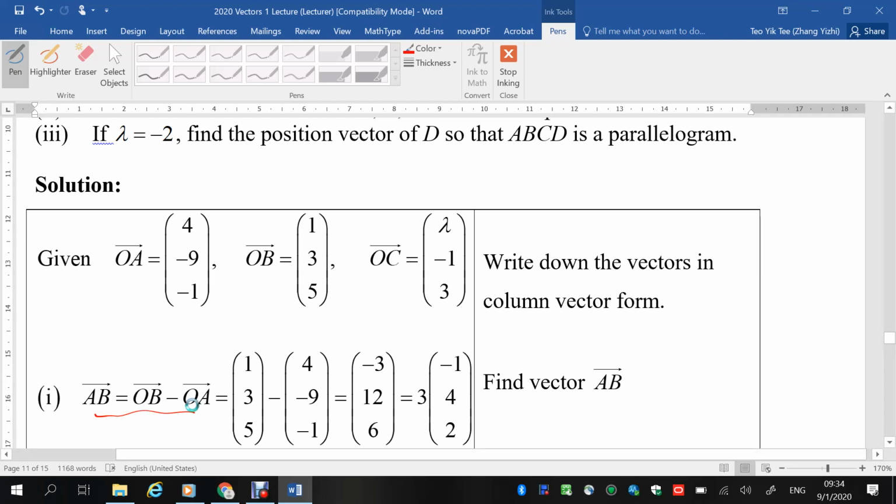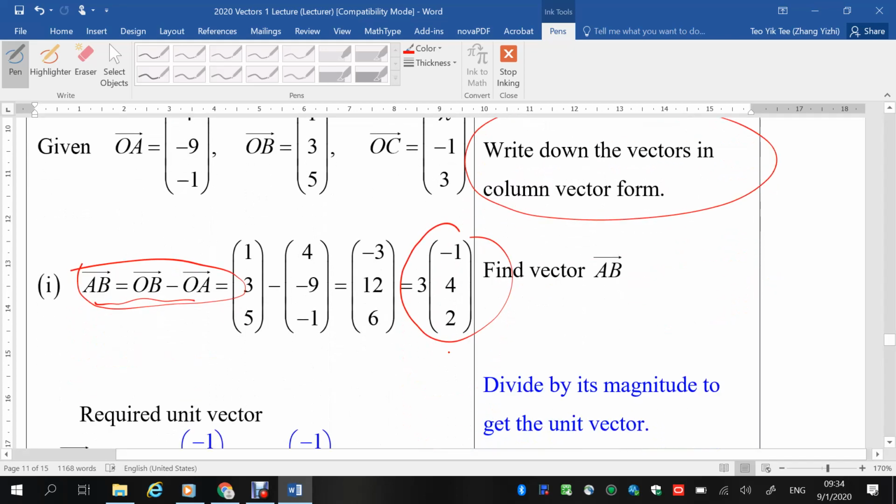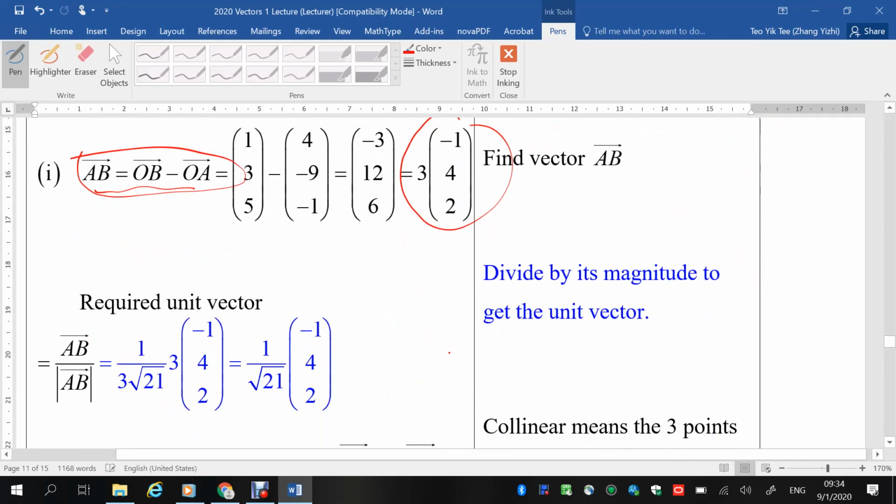After you pass the first test, write down your vectors in column vector form. You activate your subtraction or addition to find your vector AB. So this is vector AB. Have I answered the question? Not yet. I need a unit vector. Unit vector means a vector of length 1. What must you divide by? Divide by its magnitude to get this unit vector. So that's how you do your first part. Understand the theory, and you will know how to proceed with the question.